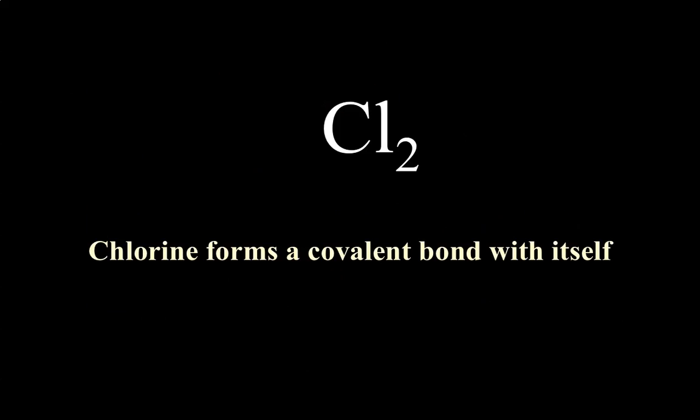So here's an example, chlorine. Chlorine is a really reactive gas and it comes in pairs. It's often called a diatomic gas or diatomic molecule. And chlorine is diatomic because it comes in two atoms as Cl2. So let me show you how chlorine bonds with itself and why that is called a covalent bond.